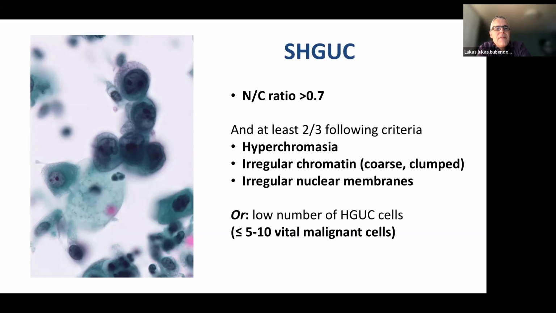Well, many diagnoses of high-grade urothelial carcinoma are made in cases where all the criteria are met, but where there are only few cells. And this is between 5 and 10 vital malignant cells. So if we have only 5 cells, no one will blame you if you just call that suspicious and don't make a definitive diagnosis. It's the safer way to do it. It has the same consequences. They won't send the patient home. It's the same consequences.